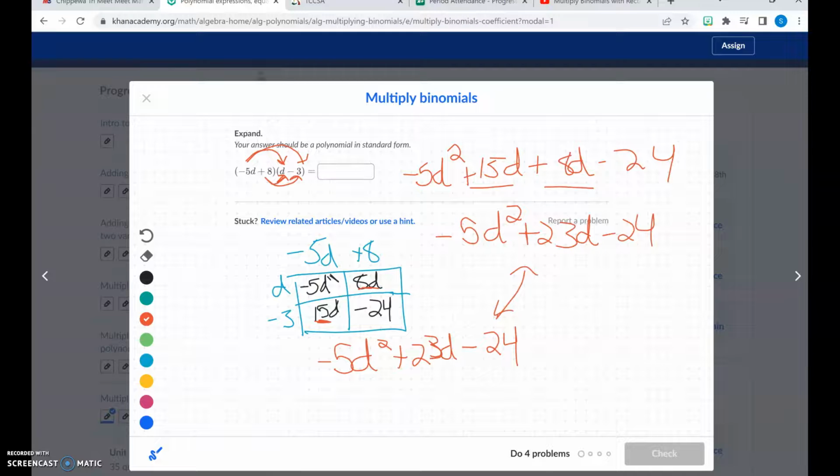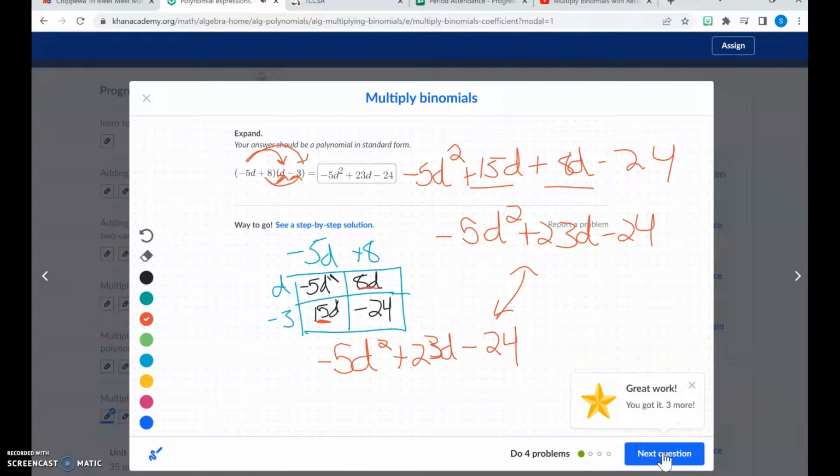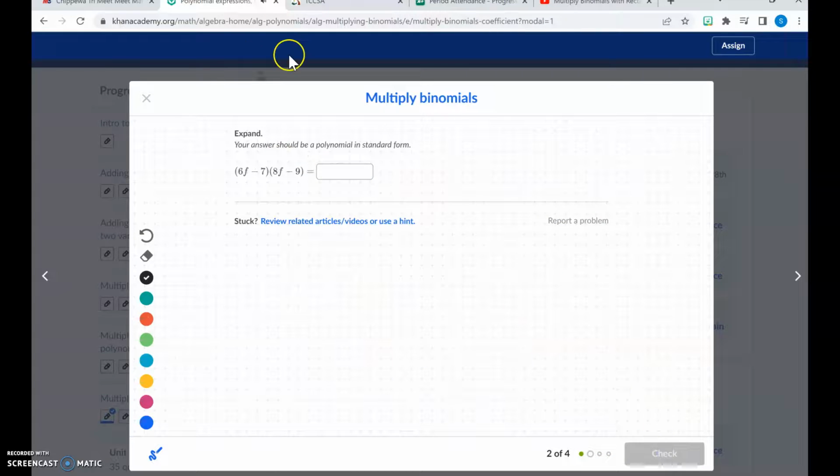So whenever you're multiplying, just think rectangle, or I can just double distribute there as well. So I'd have negative 5d squared plus 23d minus 24. See if that works. That works. Okay, that's your multiplying binomials.